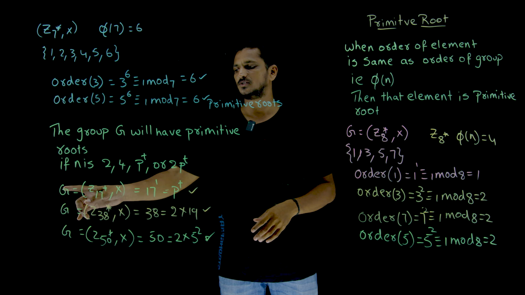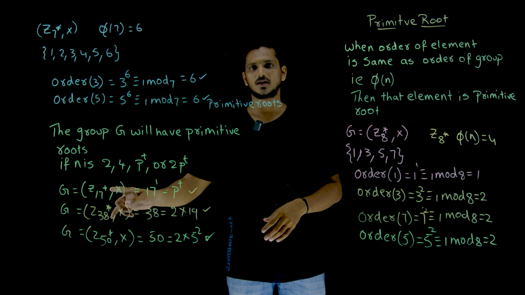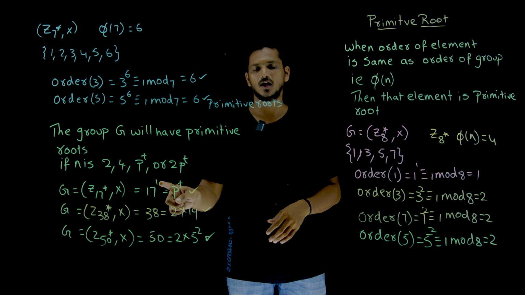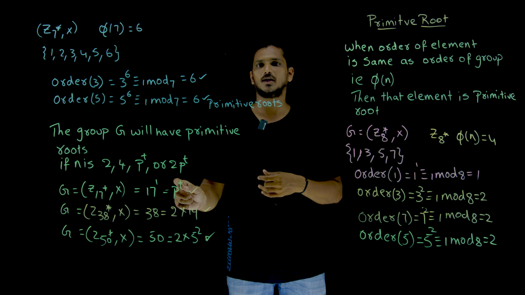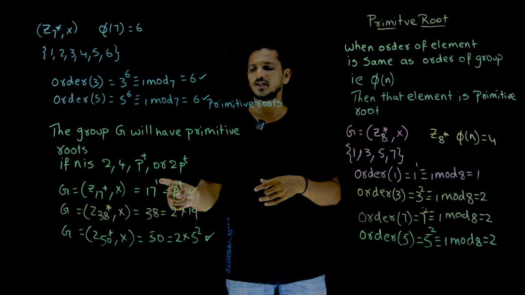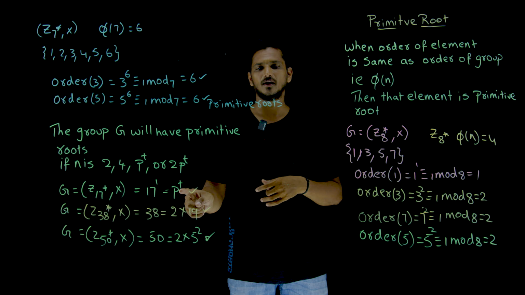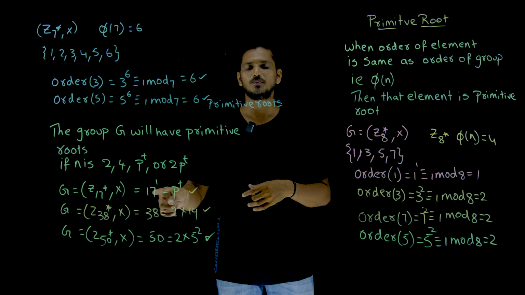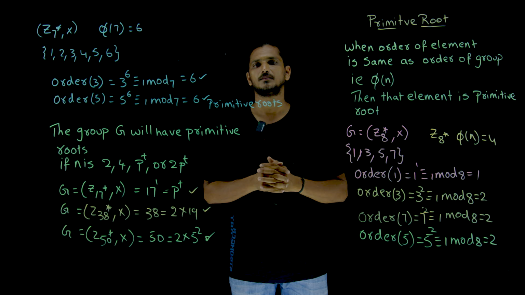Let's do some examples. G is Z17 star. 17 is a prime number. Here p is a prime number, 17 power 1, where t is some constant. 17 power 1 is 17. So n can be written as p power t. Then this group contains primitive roots.